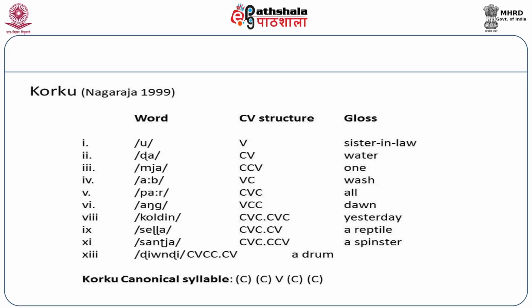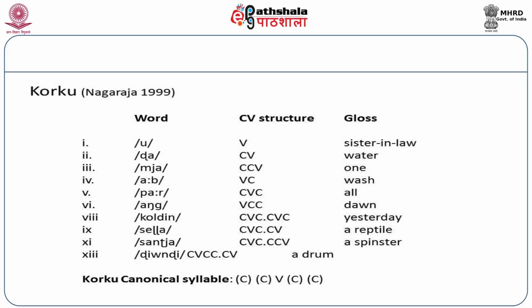Take a look at the word sister-in-law. That has only one segment, a V, a vowel. The word water has a consonant before it, so we have CV. The word for one, mya, has two consonants, m, y, and V.